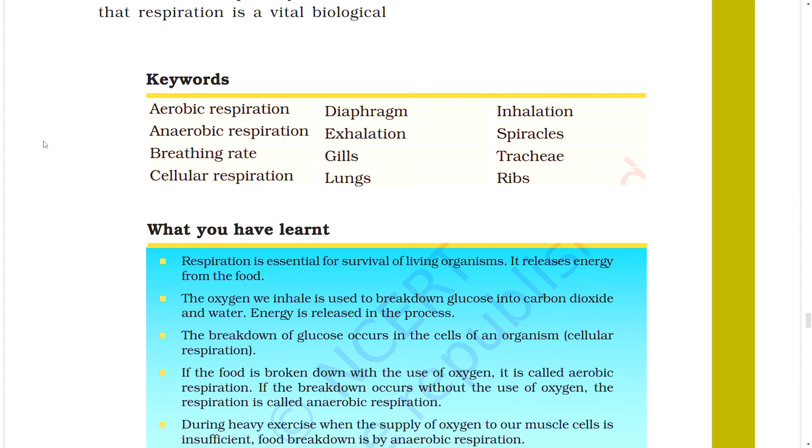Keywords: anaerobic respiration, aerobic respiration, breathing rate, cellular respiration, diaphragm, exhalation, gills, lungs, inhalation, spiracles, trachea, ribs.